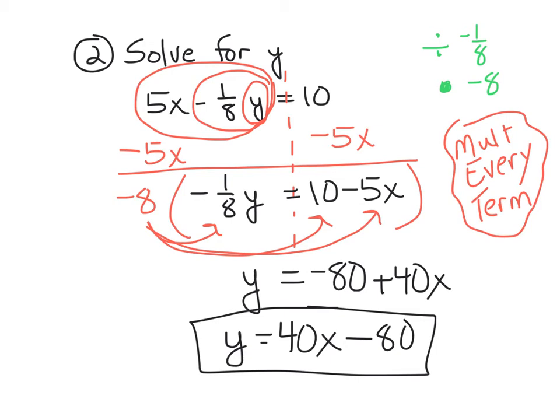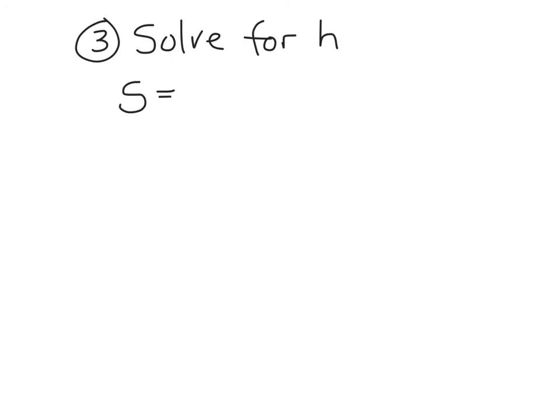All right, let's try another one. Example number 3. Let's solve for h. This might be the last one. Solve for h, and here is the problem. S equals 2 pi r squared plus 2 pi r h. Okay, so we're solving for h. Here's h.